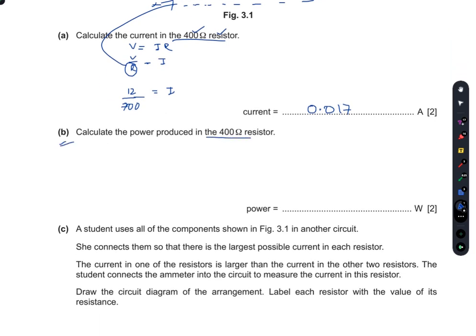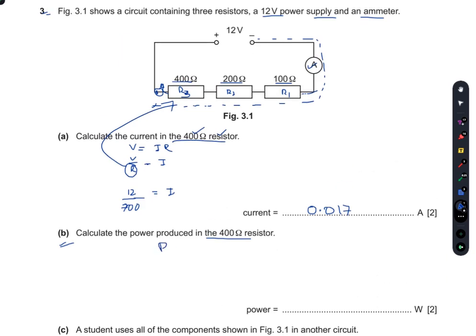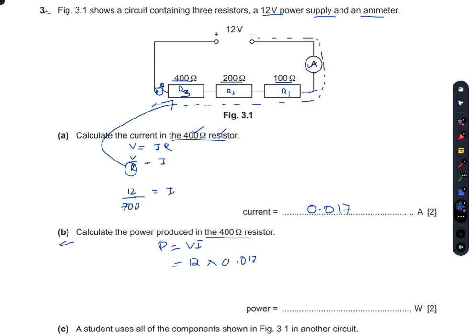Calculate the power produced in the 400 ohm resistor. So for power, you have the formula P is equal to VI. The voltage is 12 volts, and I multiply this by 0.017. So I am mistaken here. The voltage here won't be 12. The resistors here also reduce the voltage which is responsible for producing the current in the 400 ohm resistor.